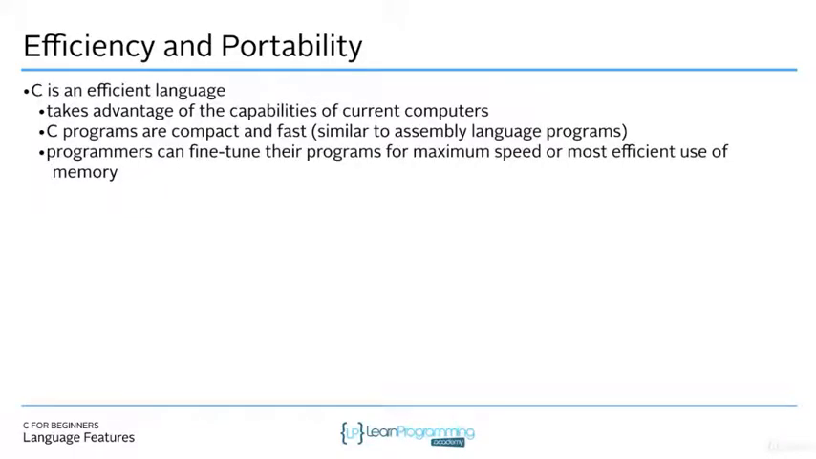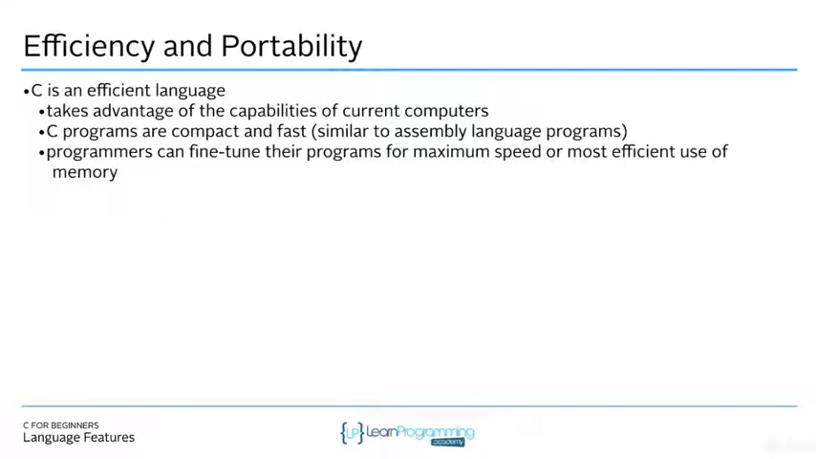Well, C is an efficient language. It takes advantage of all the capabilities of current computers. Programs written in C are very fast and compact. I talked earlier about how the mapping of C statements to instructions in assembly language is very efficient. This is one of the reasons it's so fast. One of the complaints about Java in the past used to be, hey, Java's really slow. Well, you don't have this problem with C. When you write a program in C, it runs fast, it's very compact. So that's a language feature.